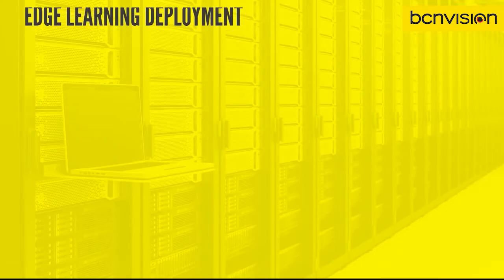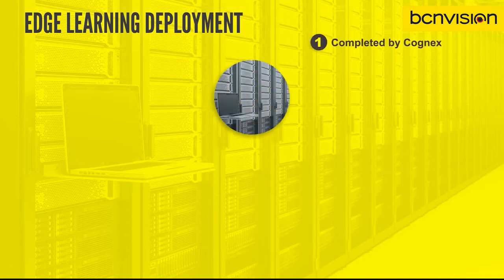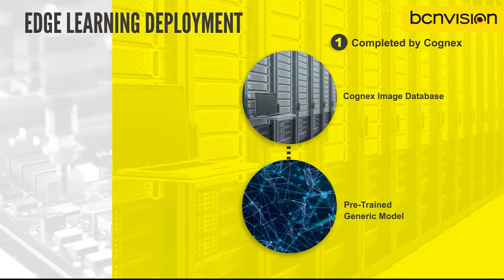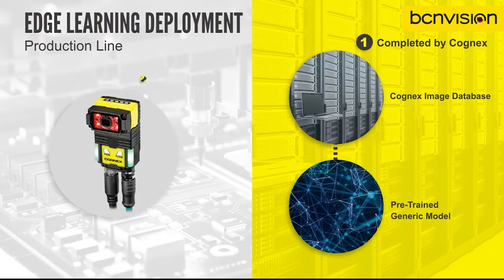With Edge Learning, we make this process significantly faster and easier. This is mainly enabled by splitting the training process into two steps. The first step is done by us generically pre-training the model on a large body of images. The second step is done by our customer, who adapts that pre-trained model to the actual visual task at hand.